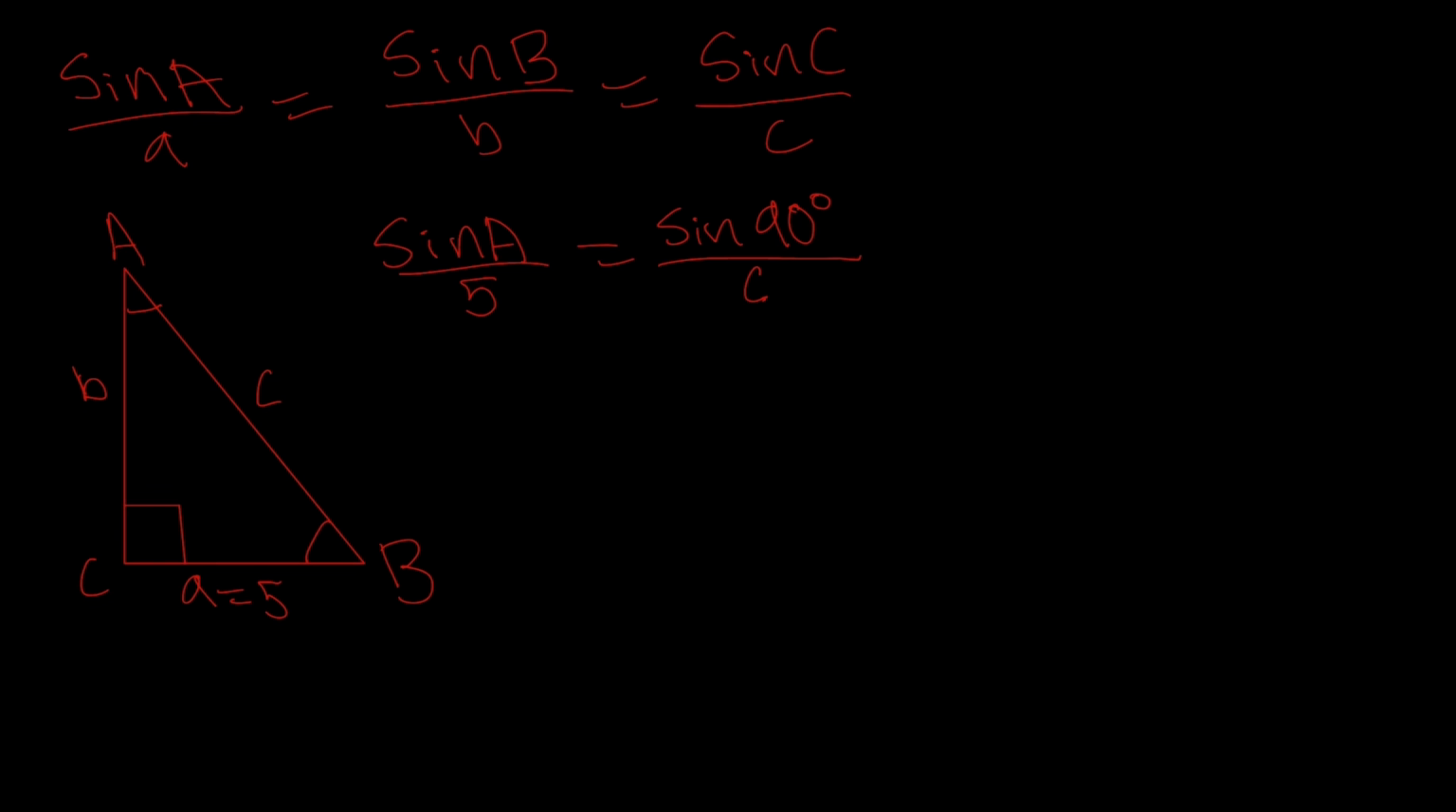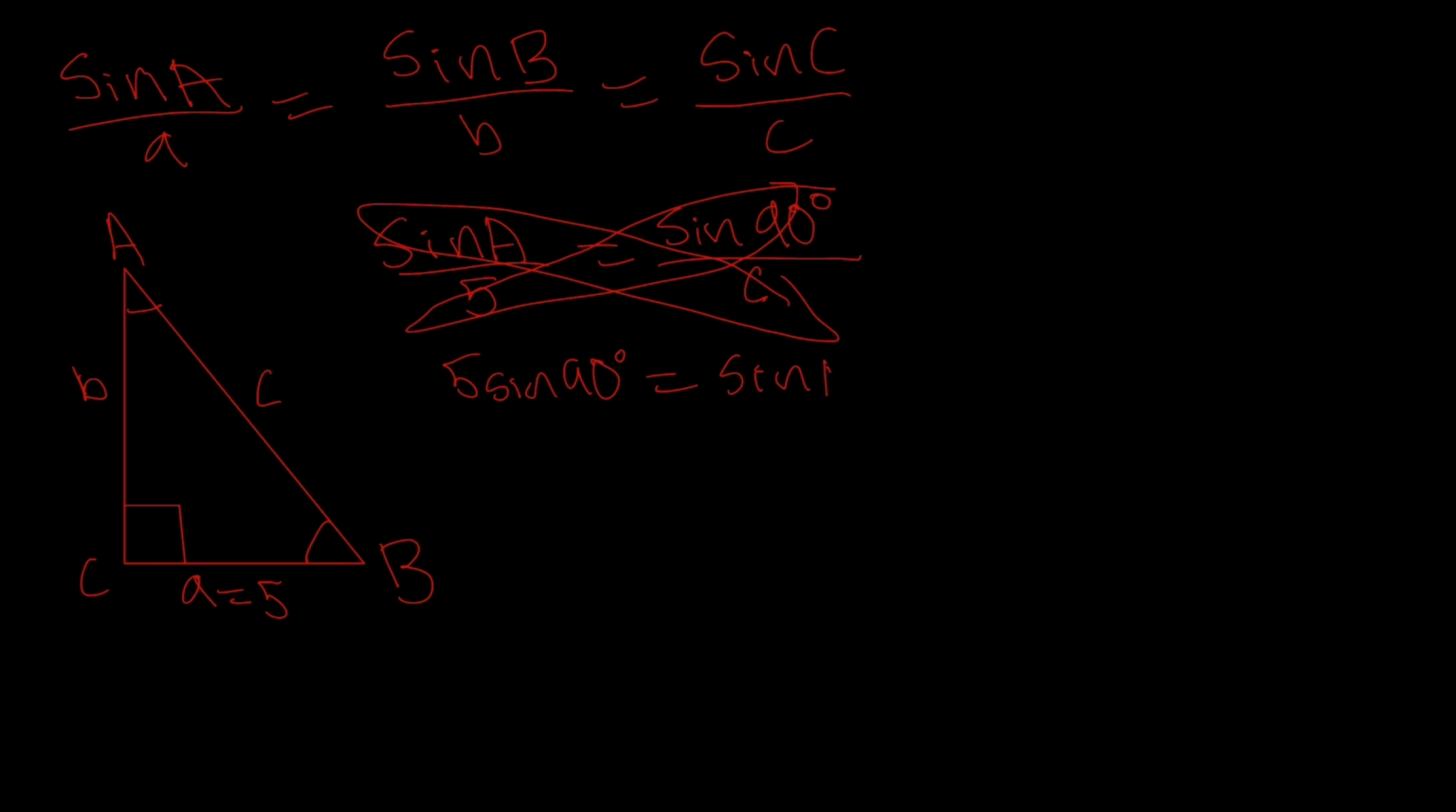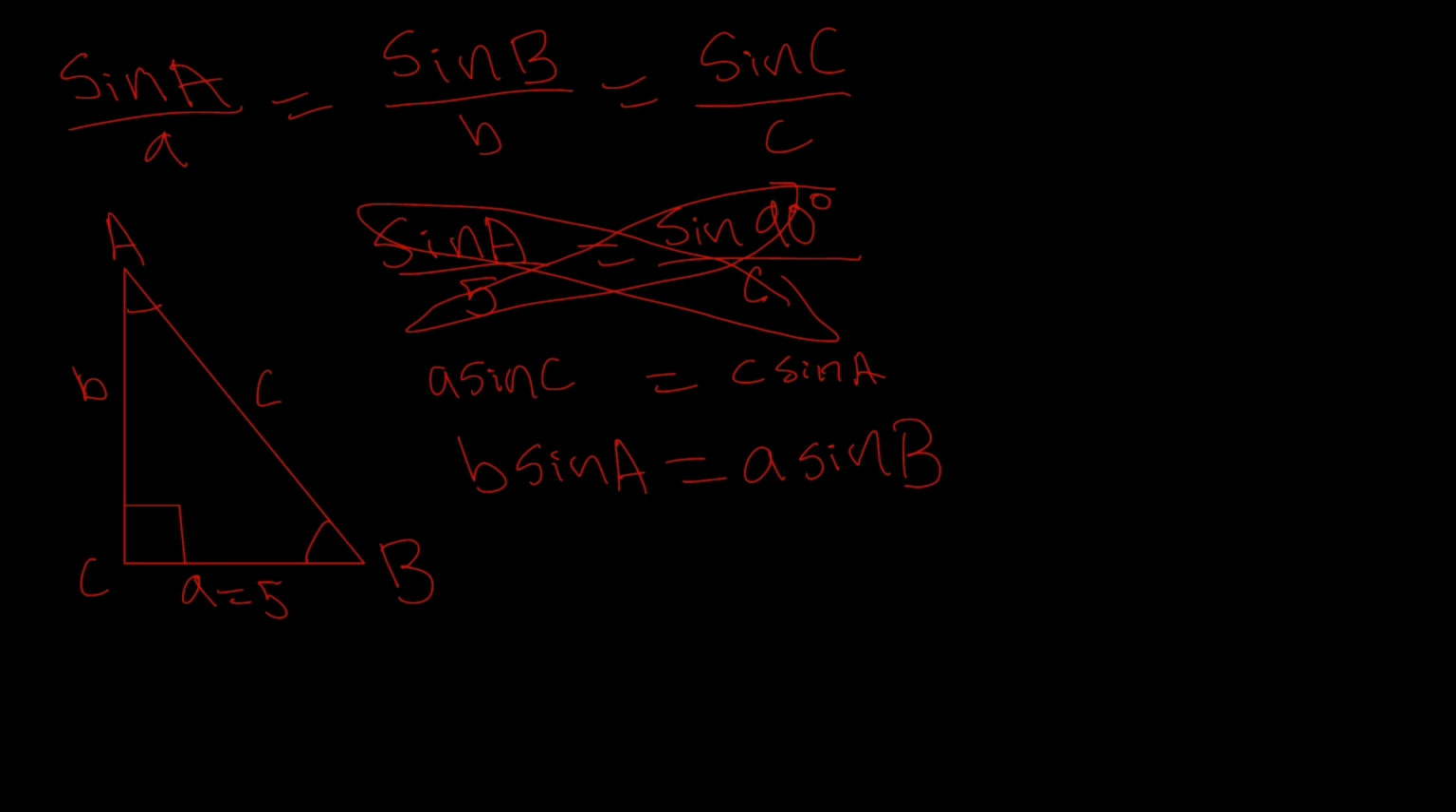Well, it does matter, but we can cross multiply: sine of A times sine of 90 degrees equals 5 times sine of C. And this basically means that sine of C times little a equals c times sine of A. And it also means that b sine A equals a sine of B.